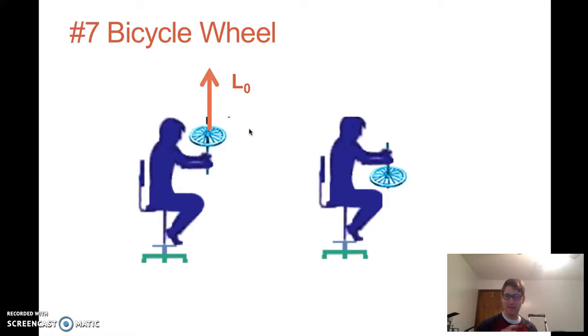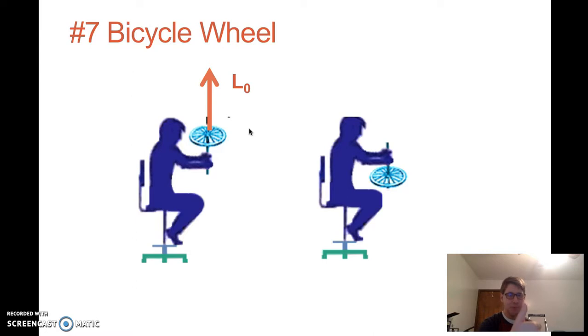Now again, you've got to think about which way the bicycle wheel is turning. And you do the right hand rule, right? You make your fingers curl in the direction of the spin, and then your thumb points in the direction of the L naught. So in this case, the thing's going to be spinning this way, right? Because as you follow it with your finger, your L naught has to be pointing up.